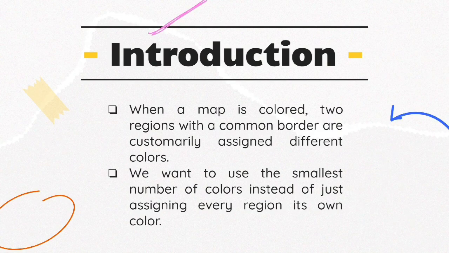Class, when a map is colored, two regions with a common border are customarily assigned different colors, and we want to use the smallest number of colors instead of just assigning every region its own color. And that best specifies our topic for today, which is all about graph coloring. Okay?